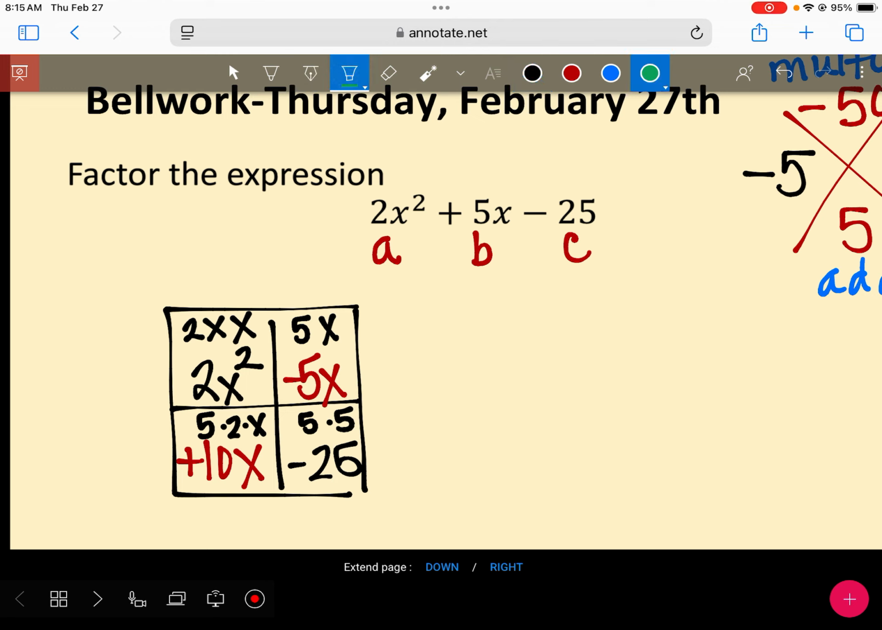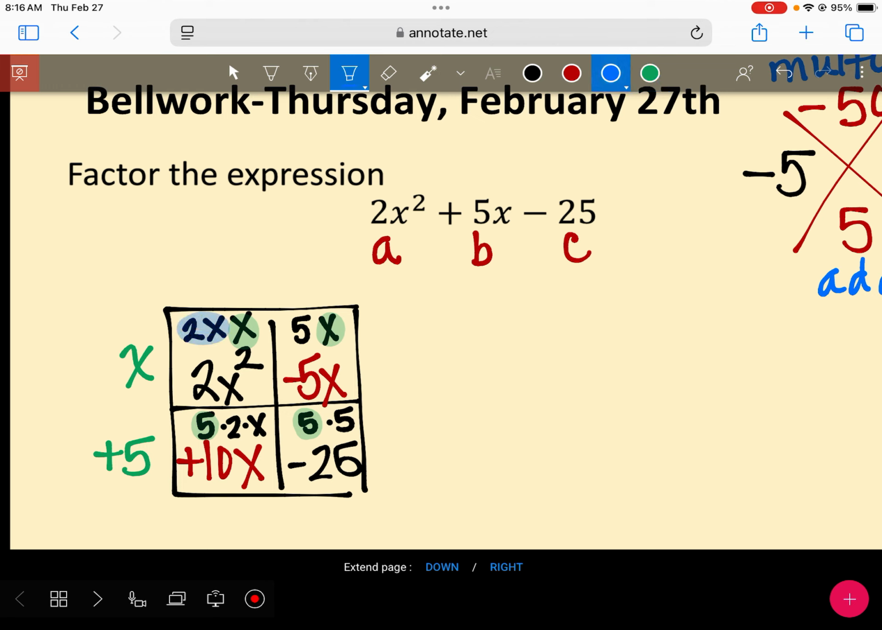Okay, in our top row, we have an x and an x. So we're going to take that x out. Both of these bottom row, they both have a 5. So we're going to take that out. And because that 5 is next to a plus 10, it's going to be positive. So now let's see what we have left.